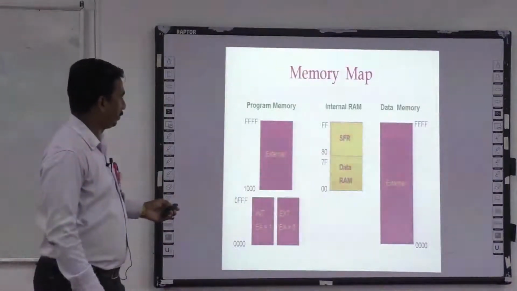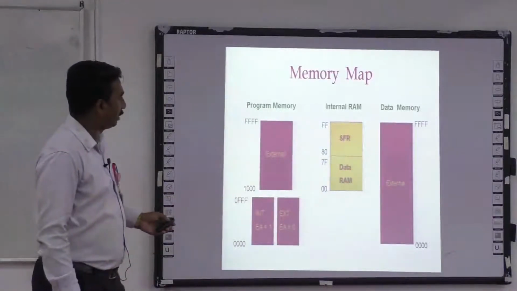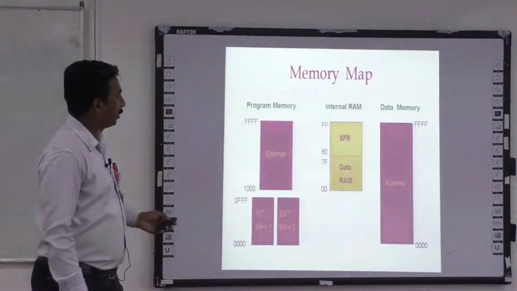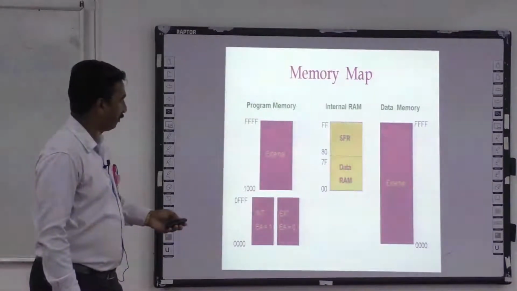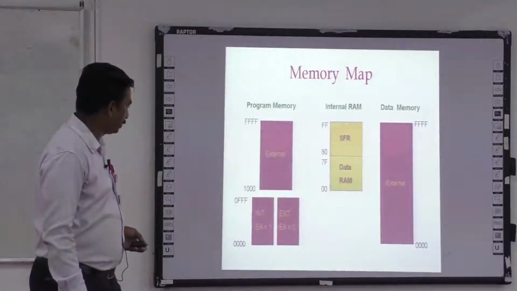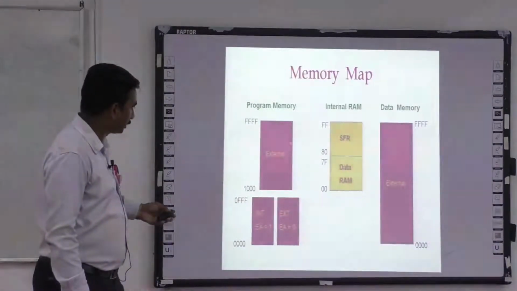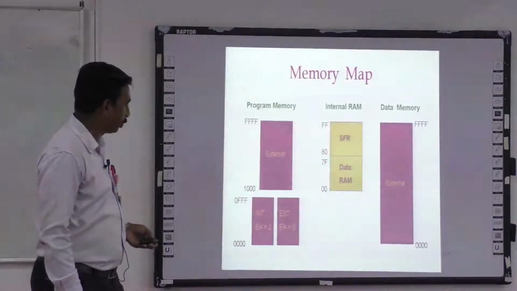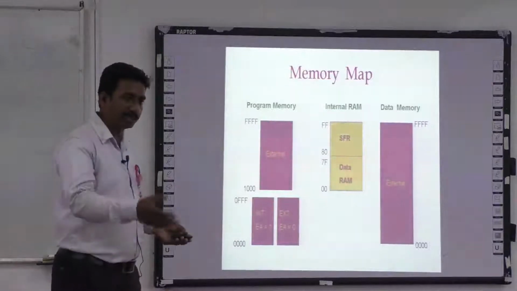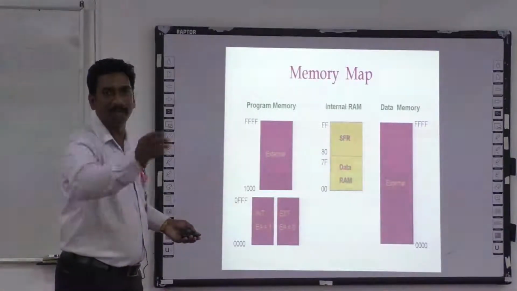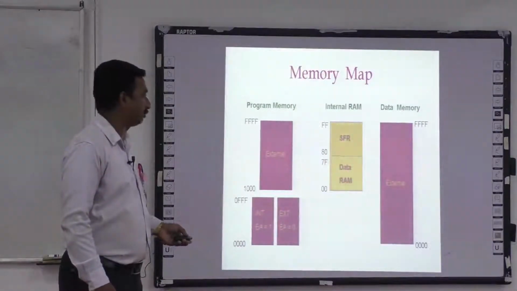And memory map. Here we can see there are 2 memories. One is data memory, another one is program memory. The data memory starts with the address 000 and goes to FFF, and the program memory starts from 00FF to 1000 and FF. This is internal memory and this is external memory. Here EA equal to 1 is called the selection of internal memory. Suppose if the memory is not enough for us, we have to go for the external memory. So we can use EA equal to 0, which is called external memory.